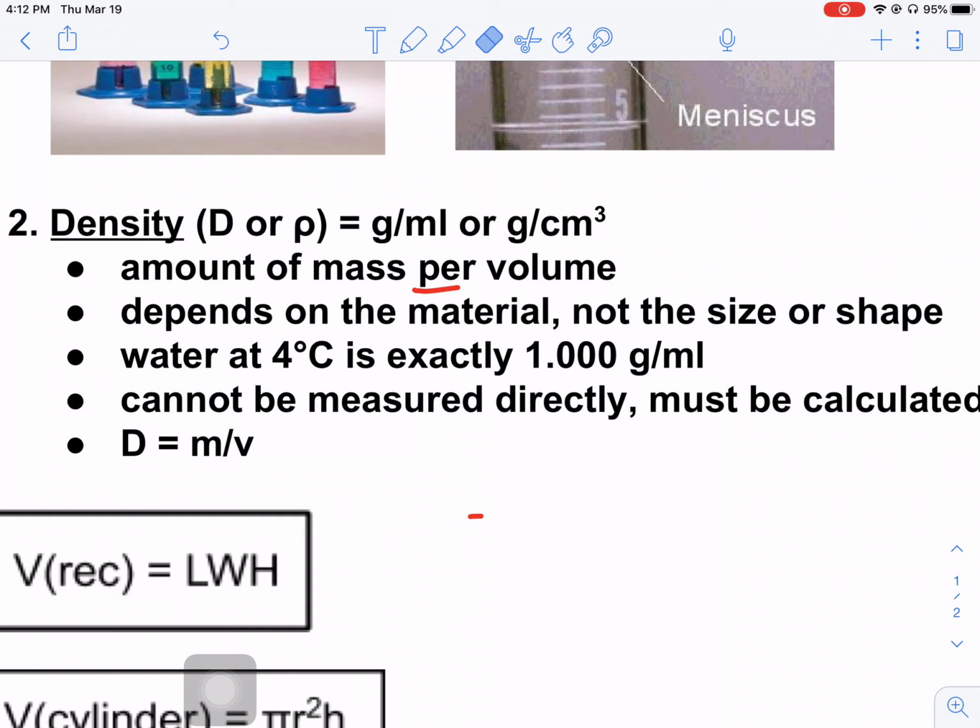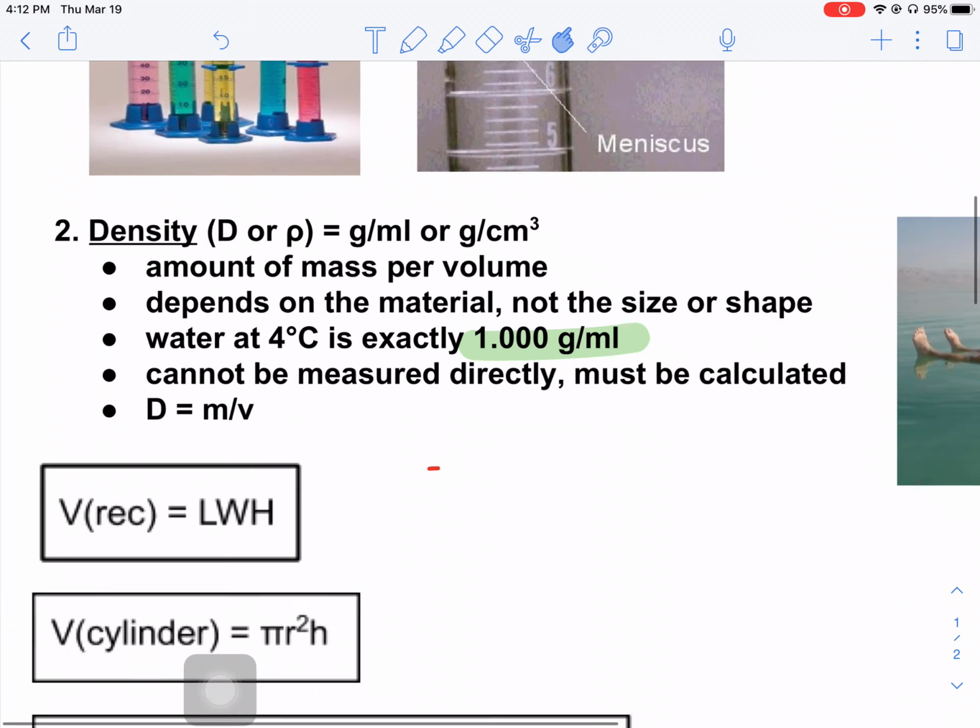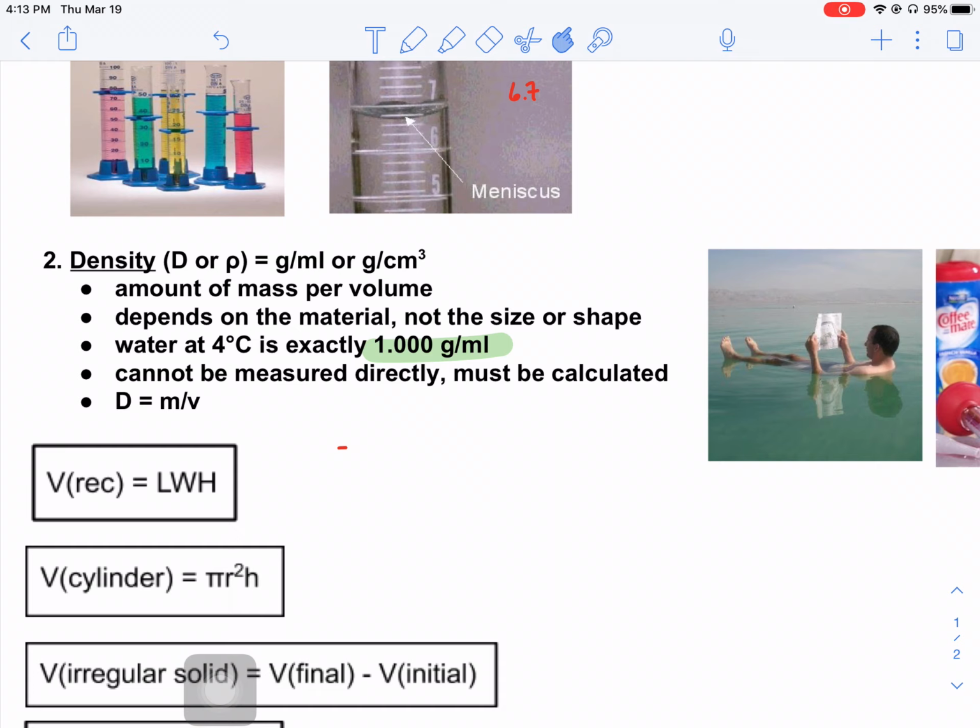All right, let's do some calculations. Oh, by the way, density of water is, at 4 degrees Celsius, 1 gram per milliliter. So if something is more dense than water, it will sink like a rock. If something is less dense than water, like a board, a piece of wood, it would float.